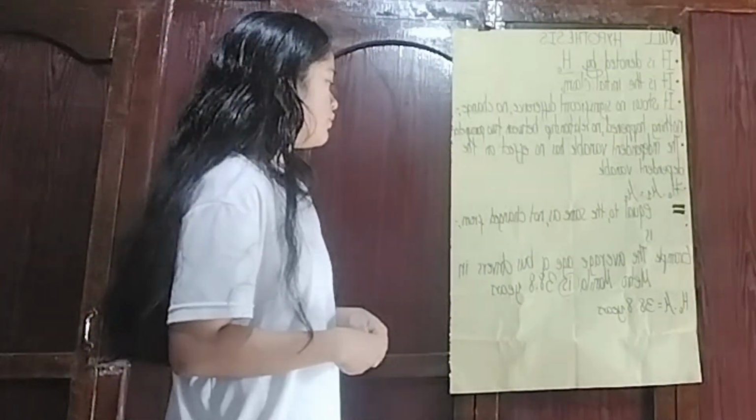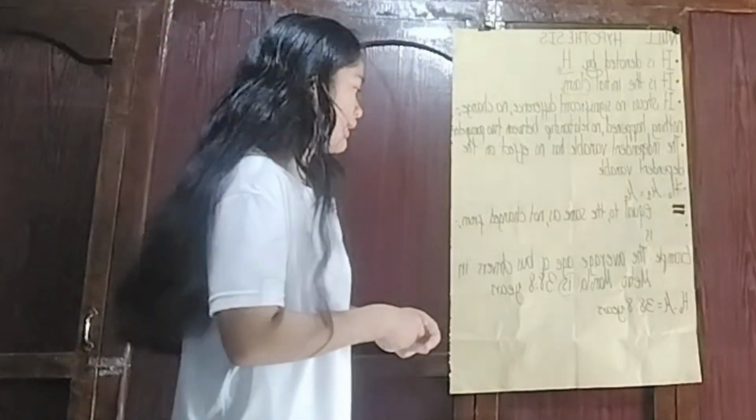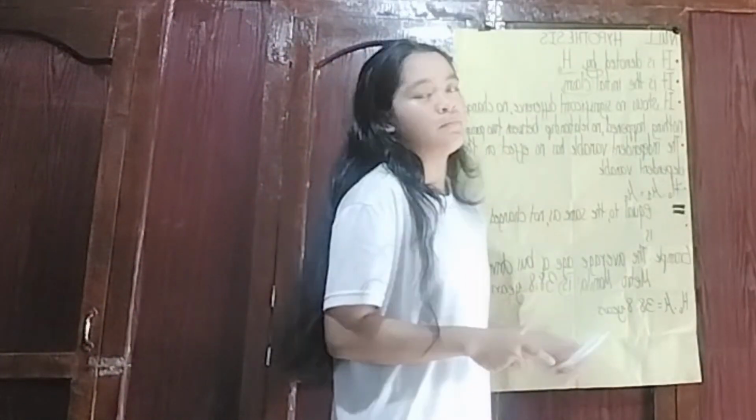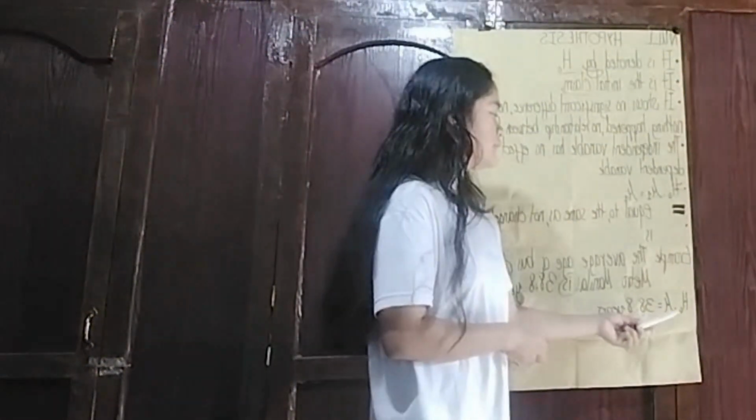In a sentence, we can tell whether it is the null or the alternative hypothesis by looking at certain words. For example, I have here: the average age of the bus drivers in Metro Manila is 38.8 years old. The word "is" belongs to the null hypothesis, which has the equal sign. So we can write that as the null hypothesis: the mean equals 38.8 years. So that is my example.